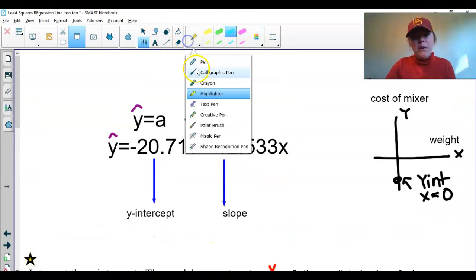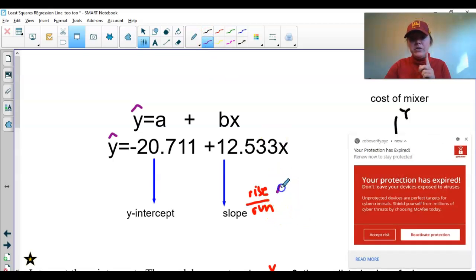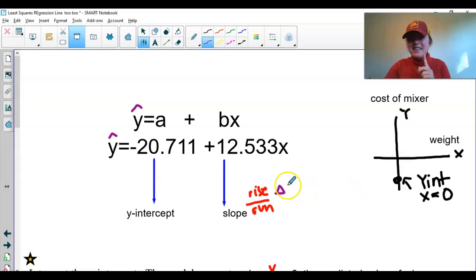Let's go back and talk about the slope now. What is the slope? Go back to your Algebra 1 days. The slope is our rise over our run. It's our change in y over our change in x. And in statistics, when we're looking at regression, that change in x is always 1 x unit.